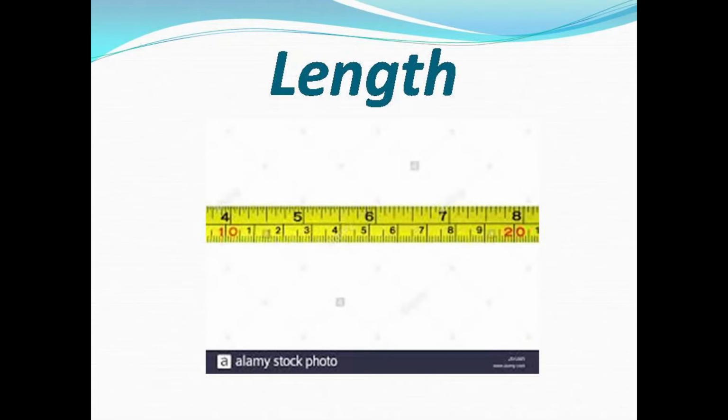So we use various types of measuring devices to measure the length of an object. It could be a meter scale, it could be a thread, or it could be a divider. By using a meter scale, thread, or a divider, we can measure the length of different objects.